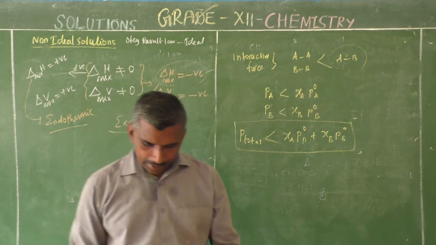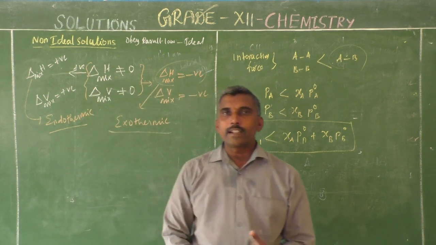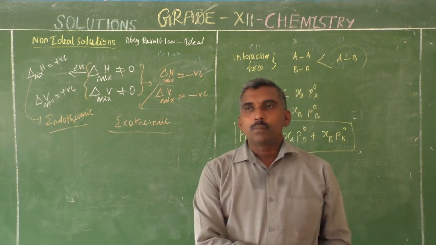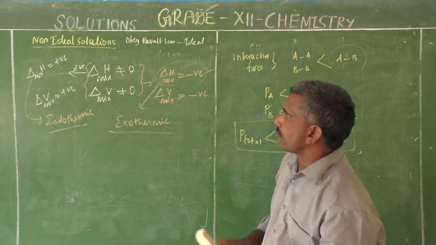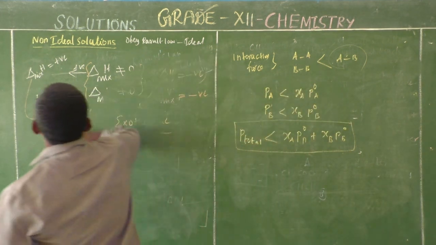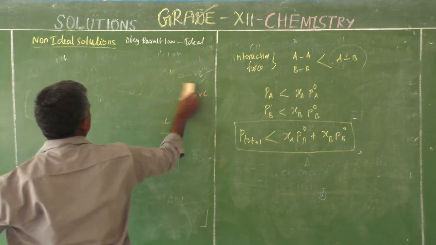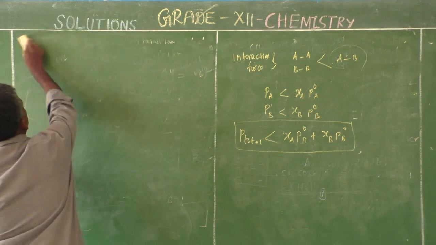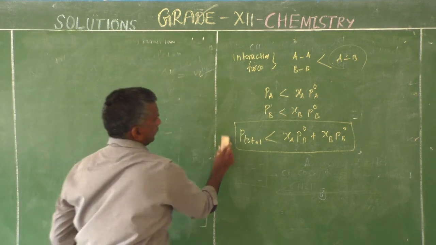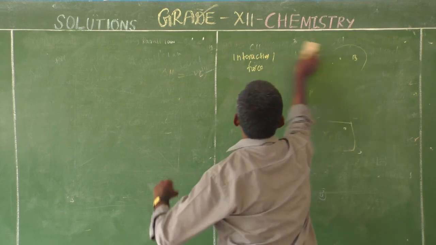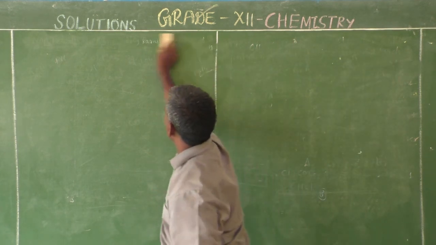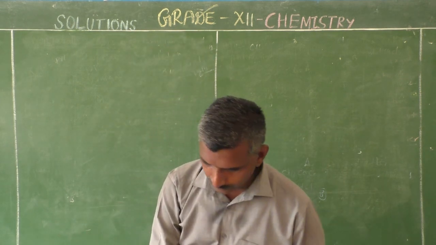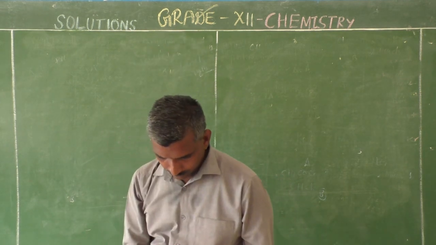So this is a non-ideal solution. Non-ideal solutions fall into two categories: positive deviation and negative deviation. That's non-ideal solutions, so that's over. Next topic, azeotropic mixture.